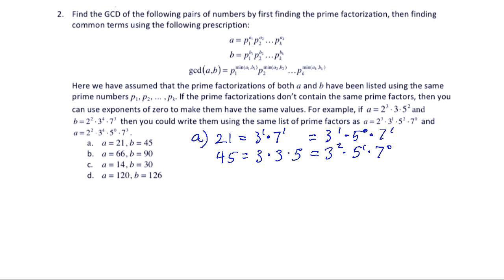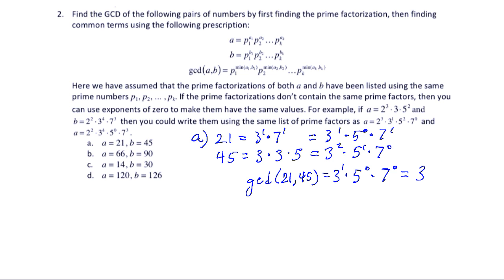And now I can say that the GCD of 21 and 45 is 3 to the 1, which is the minimum of 1 and 2, times 5 to the 0 times 7 to the 0, which is 3. Okay? And here you can see me taking the minimum. For the power of 3 in the GCD, I take the minimum of the 1 and the 2. For the power of 5 in the GCD, I take the minimum of 0 and 1. And for the power of 7, I take the minimum of 1 and 0. And this is, indeed, the greatest common divisor of 21 and 45.